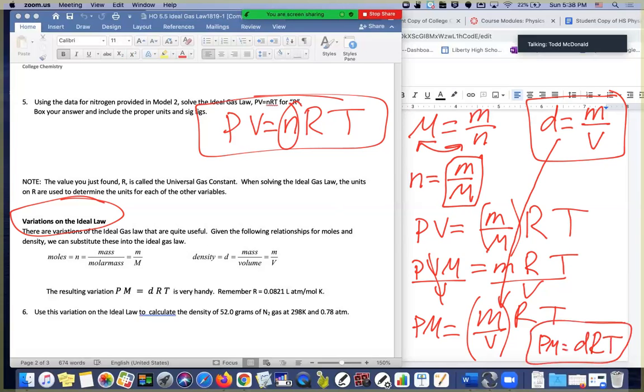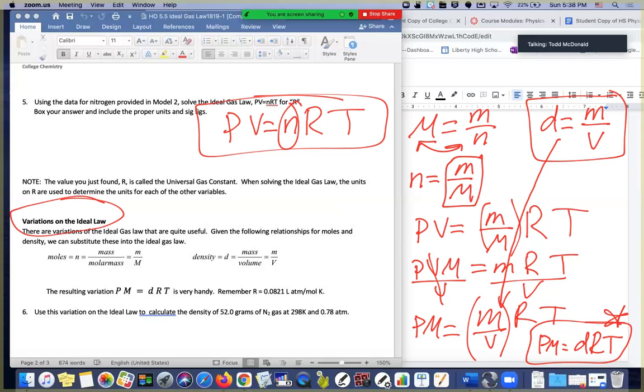Why we care about this equation is because when we're dealing with gases and we want to know something about density, or we could potentially even try to find the unknown gas's molar mass, this equation becomes really helpful. And it's just a derivation of PV equals nRT when we sub in mass and molar mass, and mass and volume for density, and so on.